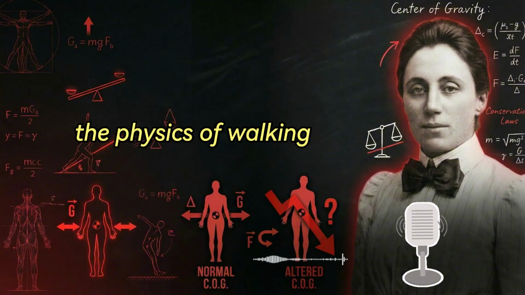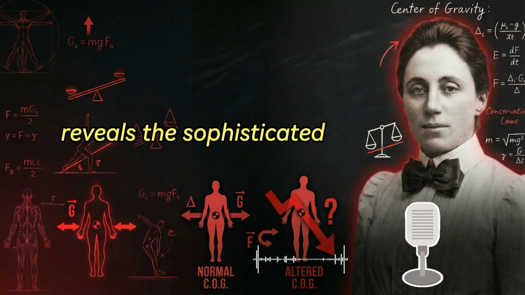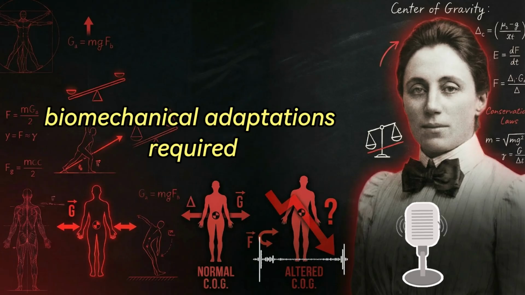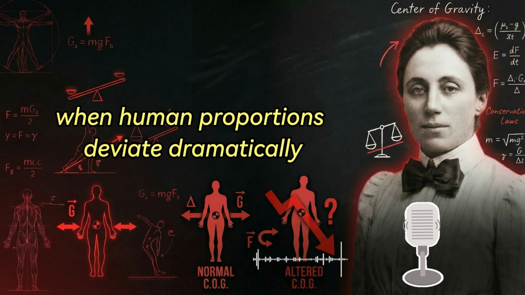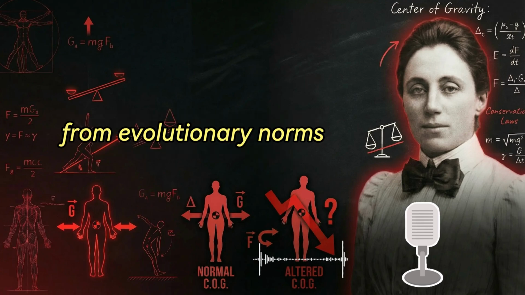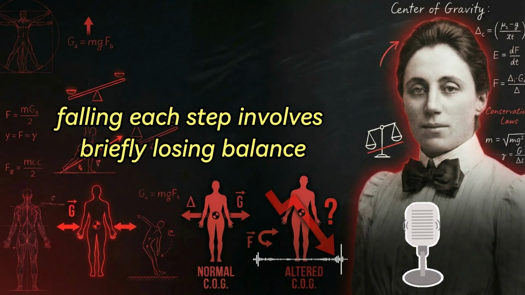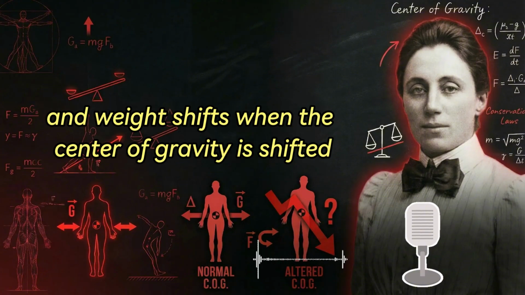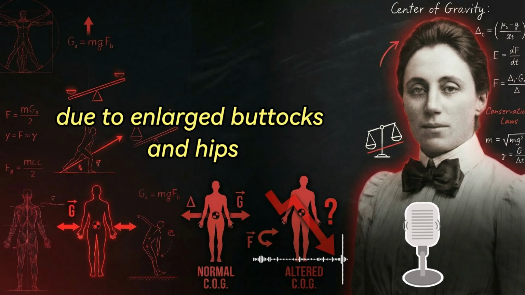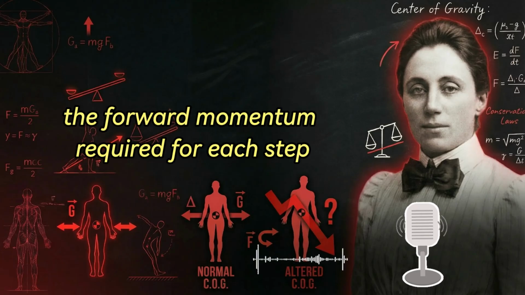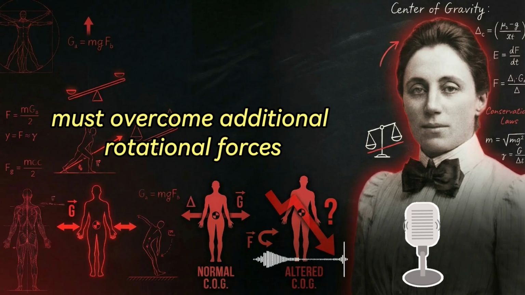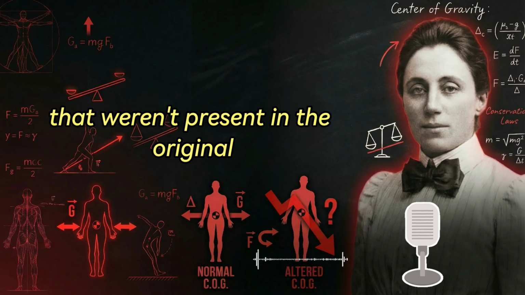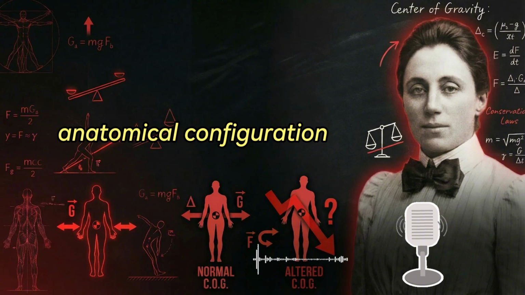The physics of walking with an altered center of gravity reveals the sophisticated biomechanical adaptations required when human proportions deviate dramatically from evolutionary norms. Walking is essentially controlled falling. Each step involves briefly losing balance and then recovering it through precise timing of muscle contractions and weight shifts. When the center of gravity is shifted significantly backward due to enlarged buttocks and hips, the forward momentum required for each step must overcome additional rotational forces that weren't present in the original anatomical configuration.